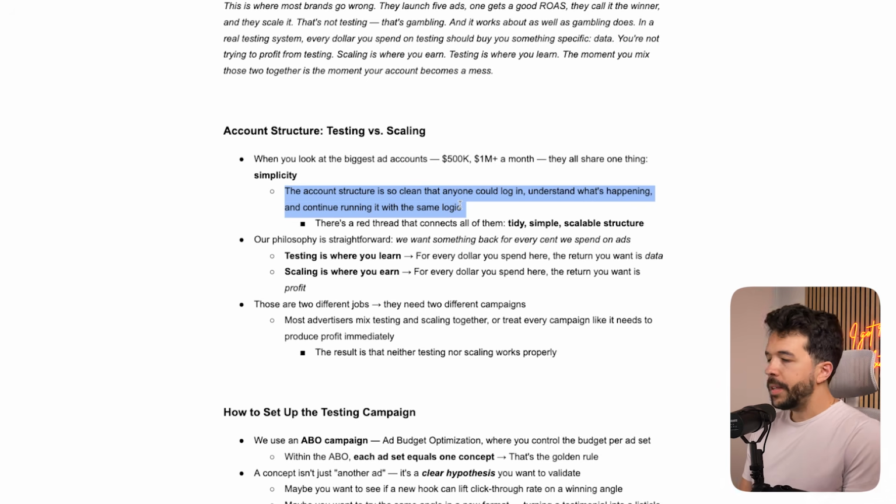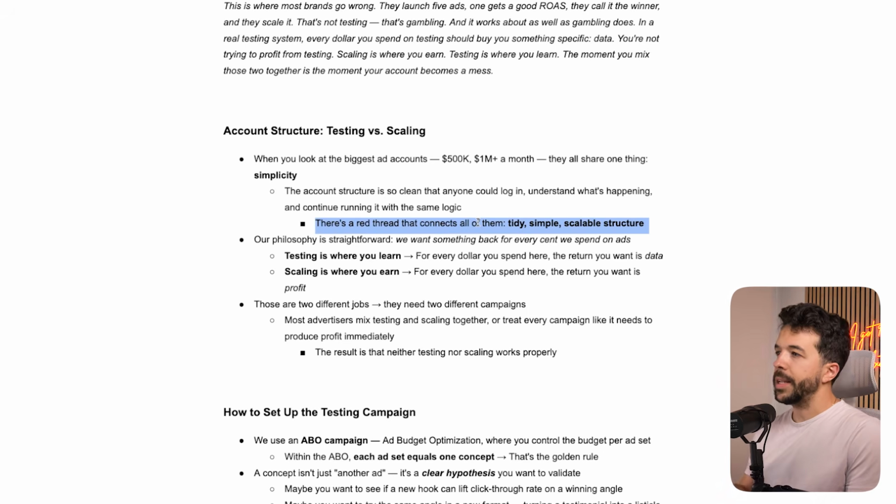It was very clear, very rationally built, and from the outside, just based on the naming convention of the campaigns, I could see exactly what was the function of each campaign, what offer it was promoting, what geolocation it was going to, how it was promoting it, what audiences. It was just beautiful. And that's the red thread that connects all of the best accounts I've been in, I got access to. They're tidy, they're simple, and they have a scalable structure.